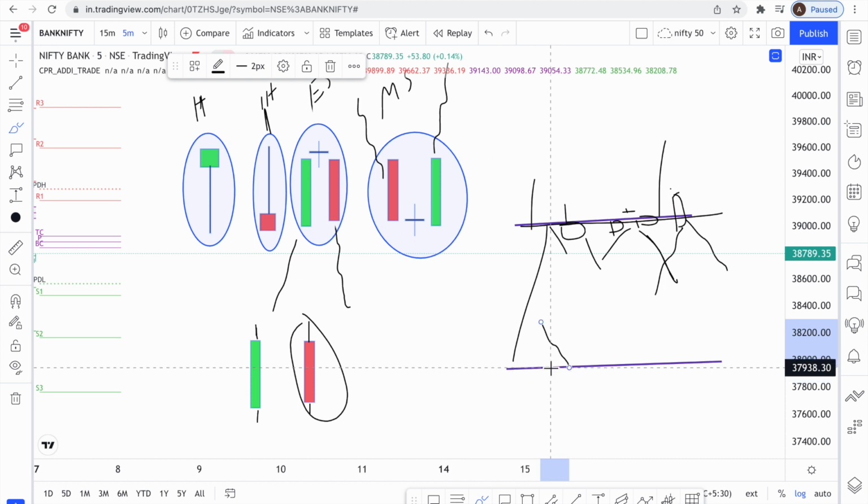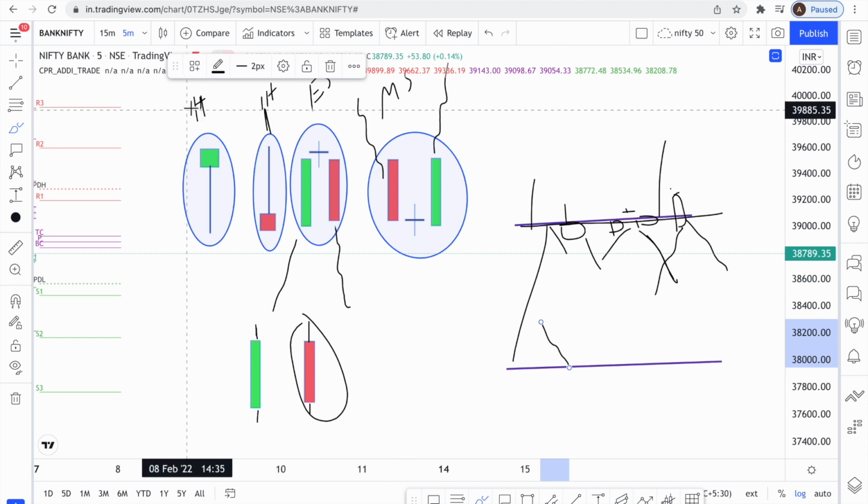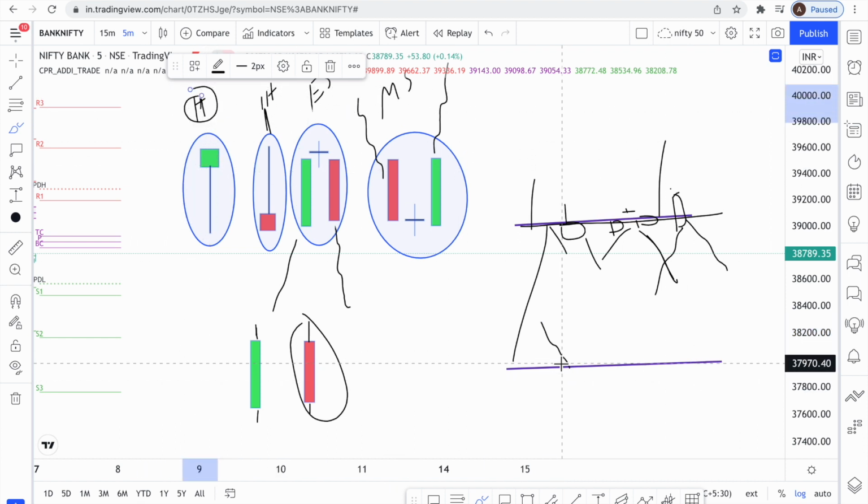Now we want to enter. Now you know there's a good support, okay? Now I want to enter and I'm expecting a reversal. Now what kind of candlestick will I look for? This hammer. It's a bullish candlestick pattern. Look for some kind of a hammer.